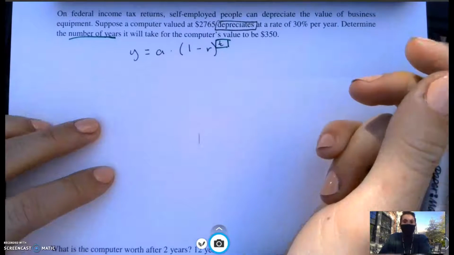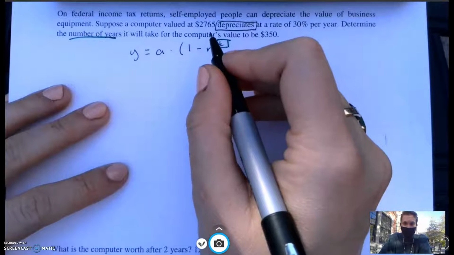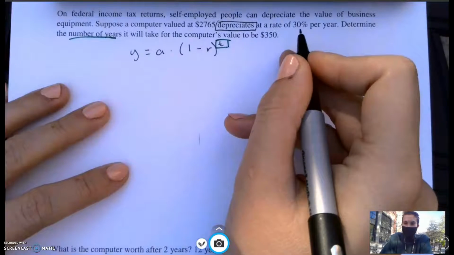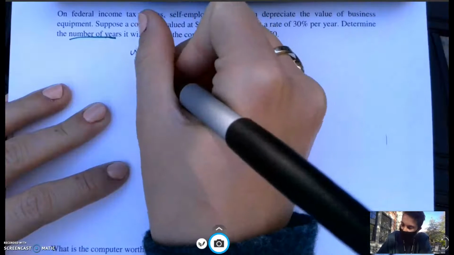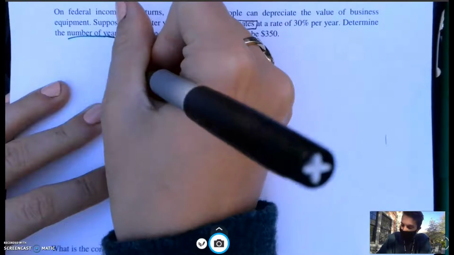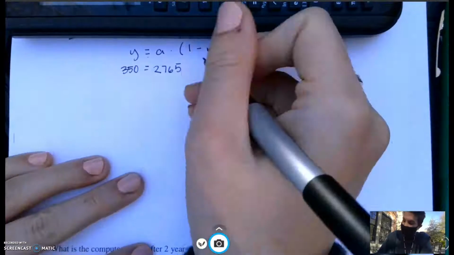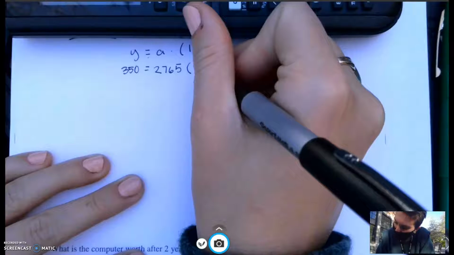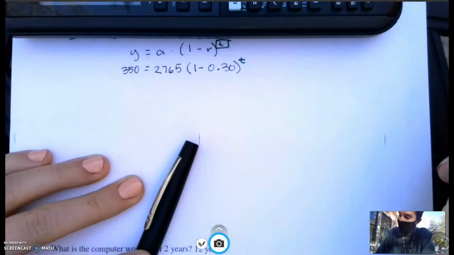So we have our computer starts off valued at 2765, and then it ends up at 350, and the rate of depreciation is 30%. So it starts at 2765, so that's our A, and ends at 350, that's our Y. And then it tells us our rate, R, is 30%, or 0.30. And again, we don't know T, so that's our unknown. That's what we're looking for.